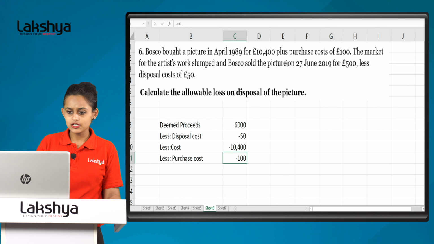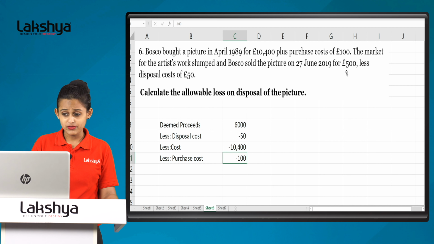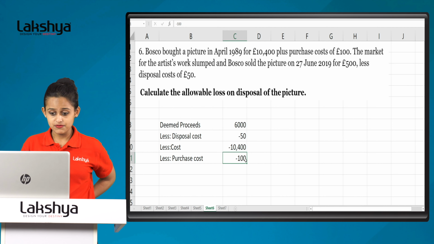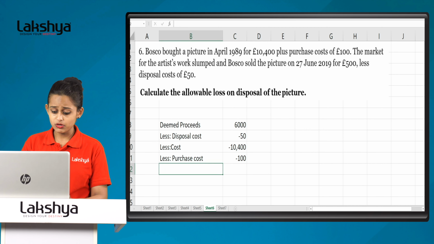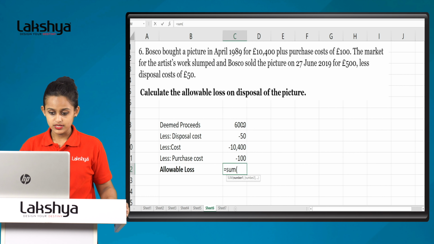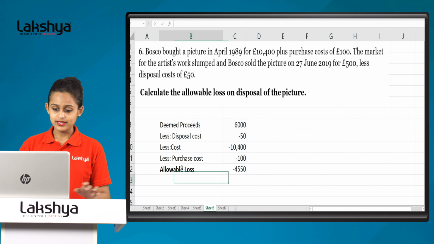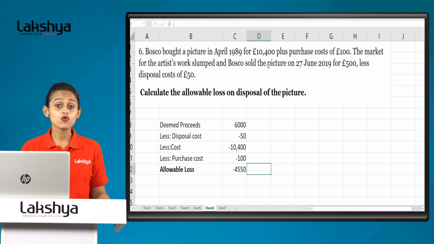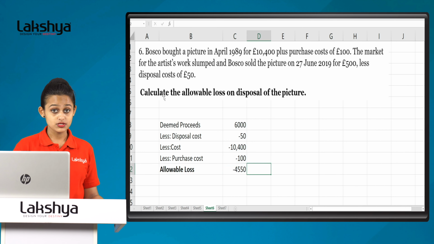Now the market for the artist work, so we already wrote everything down, right? We didn't take 500, we took 6,000 less 50, yes, that's also written. Then 100 is also taken. So now what is a chargeable gain? It won't be a chargeable gain, it will be an allowable loss. Let's see how the allowable loss calculation is. So we just do the sum function and then we get the answer as pound 4550. So that's your allowable loss.